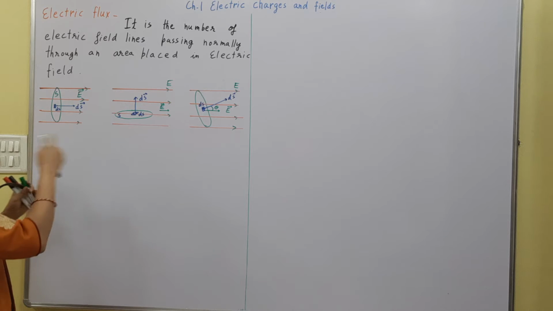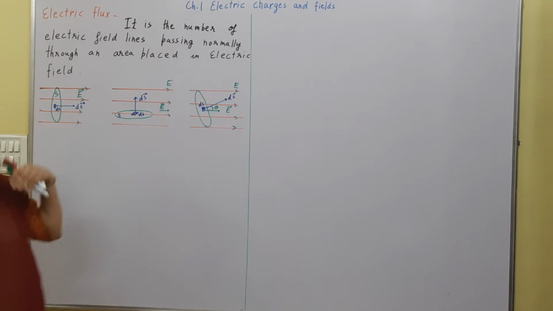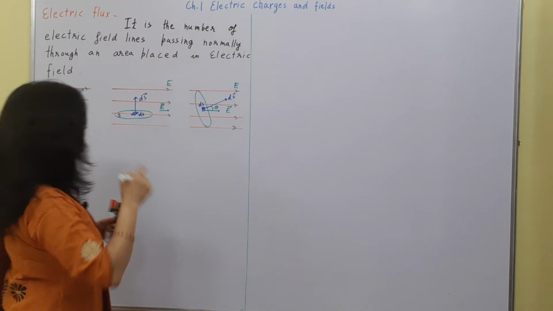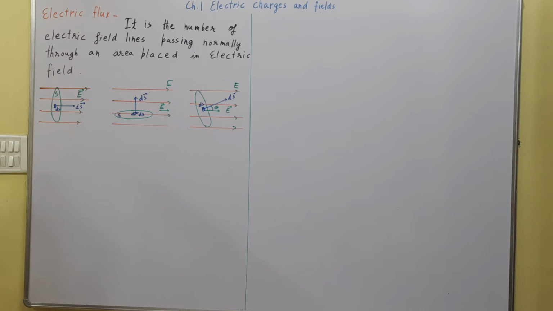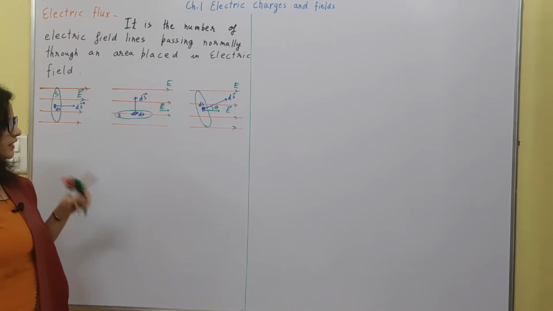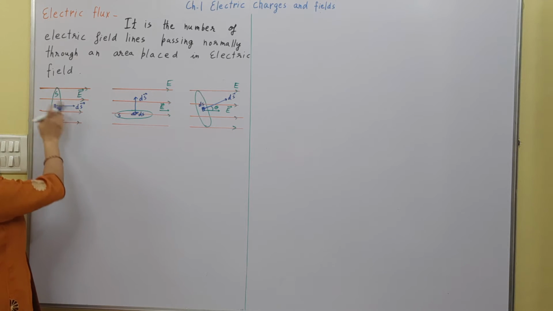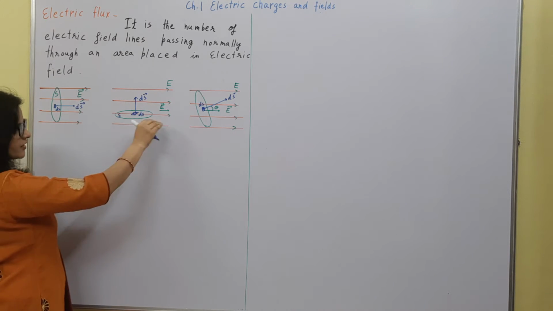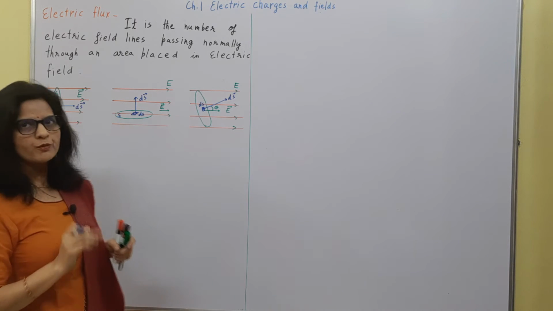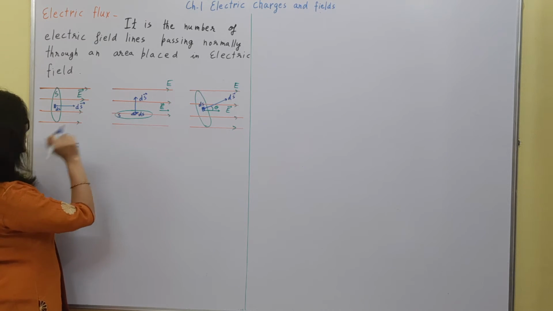Now in this case, this is an arbitrary case, we can consider the flux for any orientation, any angle of the surface area. So we know that electric flux is the number of electric field lines passing normally through an area placed perpendicular to it. That means in this case the number of field lines will be maximum, in this case 0, in this case some part will be there, and the field lines are proportional to the product of E and the surface area.